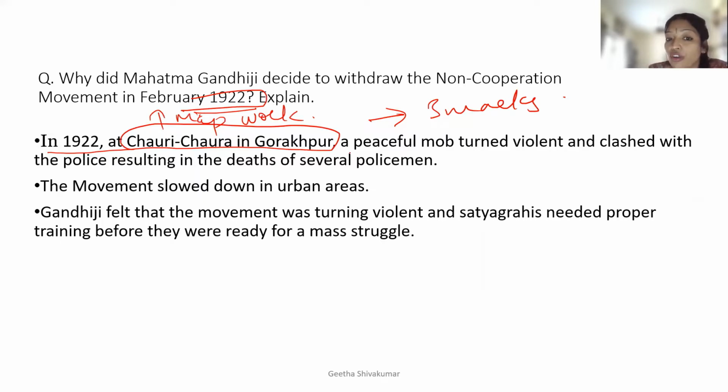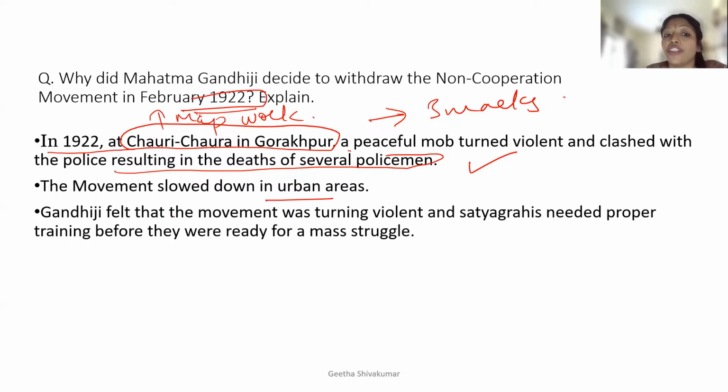So what happened in Chauri Chaura? A peaceful mob turned violent and clashed with the police, resulting in the deaths of several policemen. And we know that Mahatma Gandhi was very clear with his movement that nothing should turn to violence. The moment something turns violent, it is going to be withdrawn. So what happened in Chauri Chaura? The mob turned into a violent clash with the police, resulting in the deaths of several policemen. The movement slowed down in urban areas, that is the second reason.